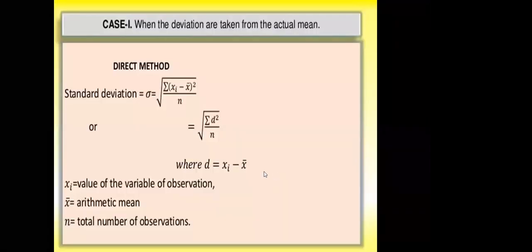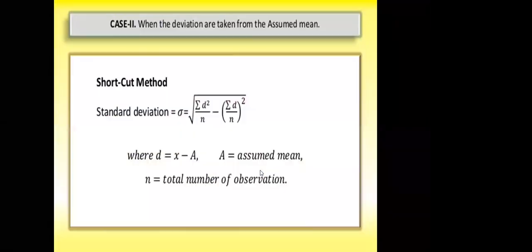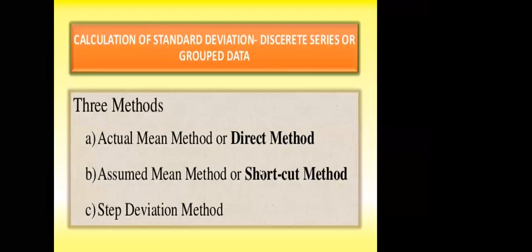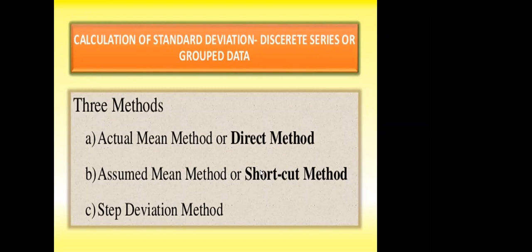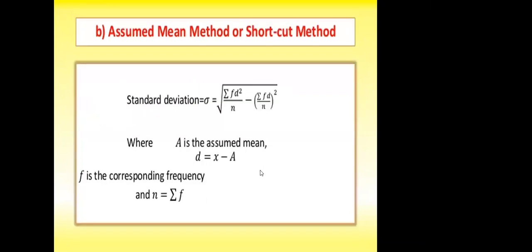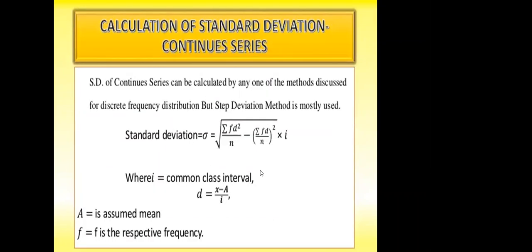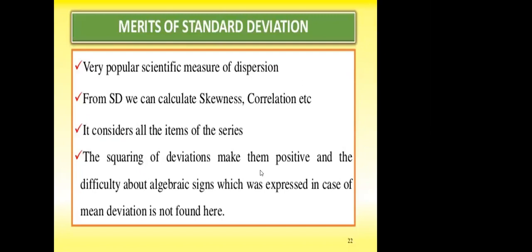Basically, three methods are used in standard deviation: the actual mean method, called the direct method; the assumed mean method, called the shortcut method; and the third, standard deviation for the continuous series. First, this is the formula of the actual mean or direct method. The second one is the shortcut method, and this is its formula. We will solve these methods with examples on the blackboard.